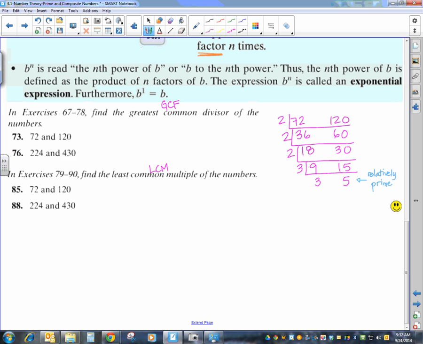Okay, so the key here is what is your GCF? When you do it like this, all the numbers on the outside part are your GCF. So my GCF in this case is going to be 2 times 2 times 2 times 3, which is 24.